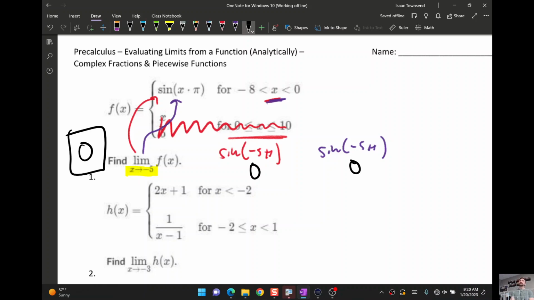So you don't always need both parts. It just depends on the number. It depends on the restrictions given to you. If this said as x approaches 0, then yeah, you would have to plug it into the top for the left and the bottom for the right. But it was -5, and that only had to do with the top one.